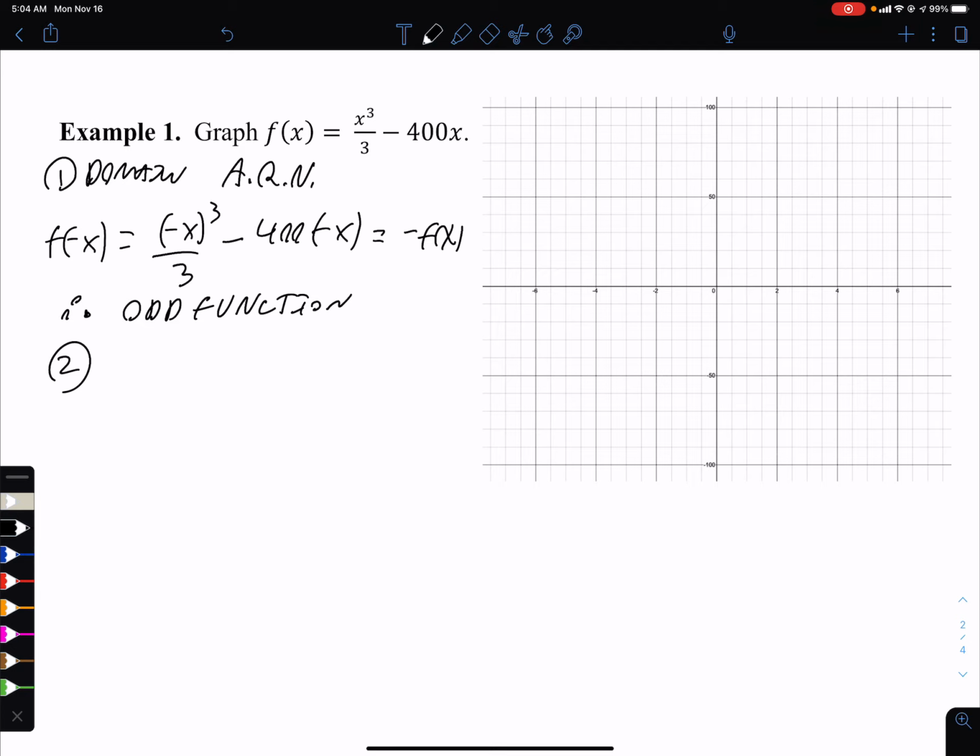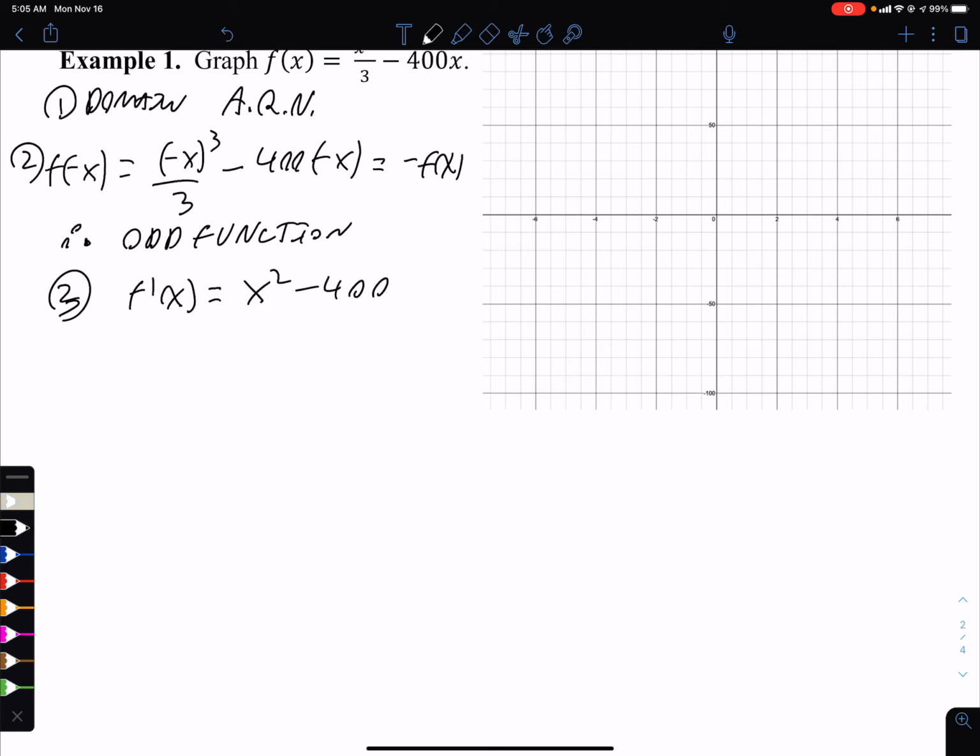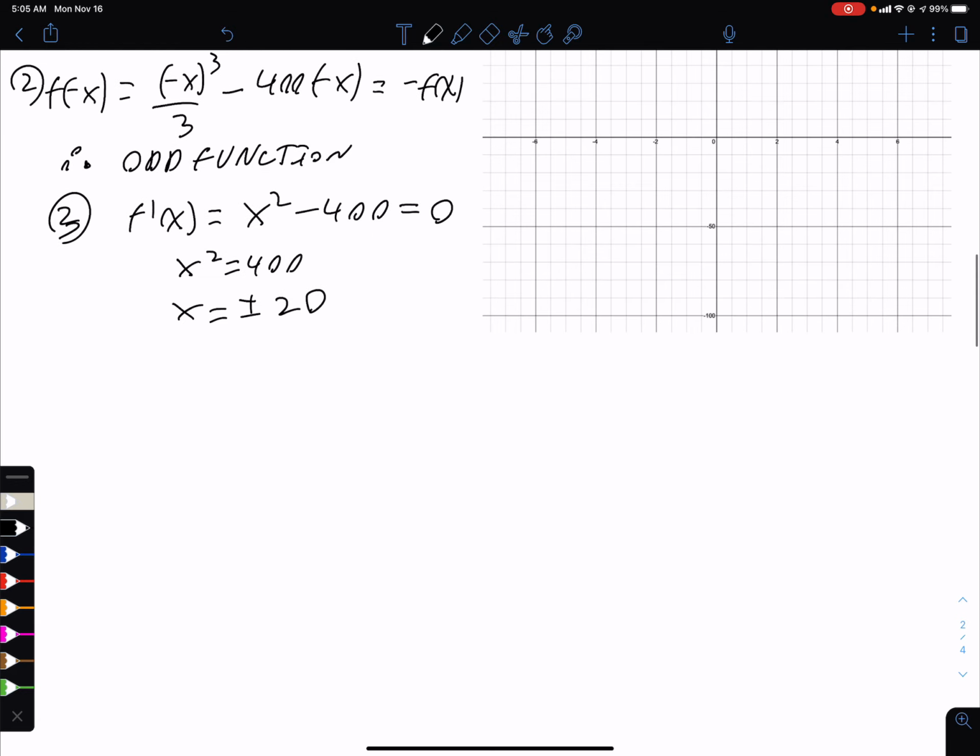3. So we need to find the derivative. I think we can do that pretty easily. We use the power rule, bring the 3 in front. We get x squared minus 400. Why do we need that? Because where we have the critical points, that gives us possible relative max and mins and changing from increasing to decreasing. So we will set that equal to 0. We add 400 to both sides. We square root both sides, and we'll get plus or minus 20, right? So let's not forget the plus or minus.